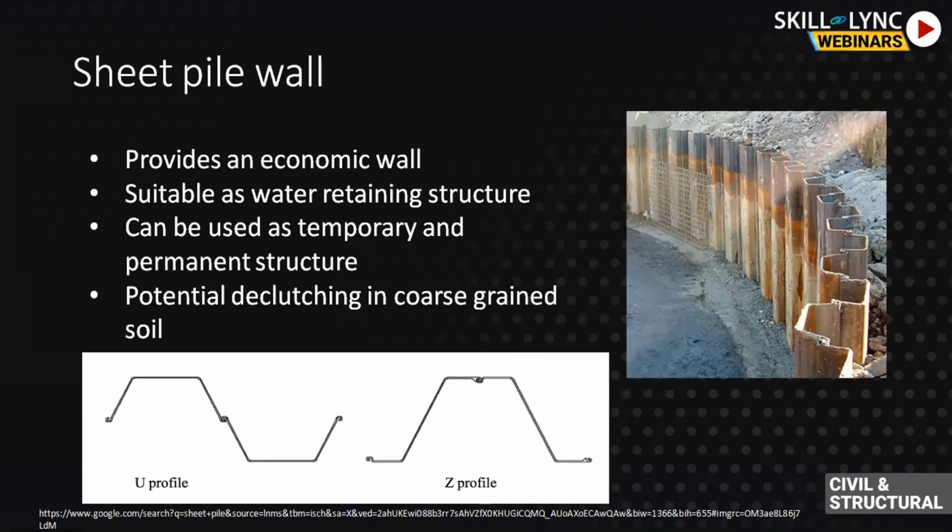A sheet pile wall is a more economic wall, and this wall can be used for water retaining structures, particularly in projects like port projects.